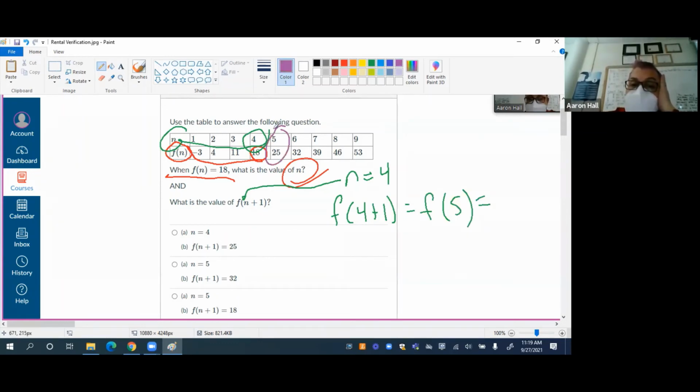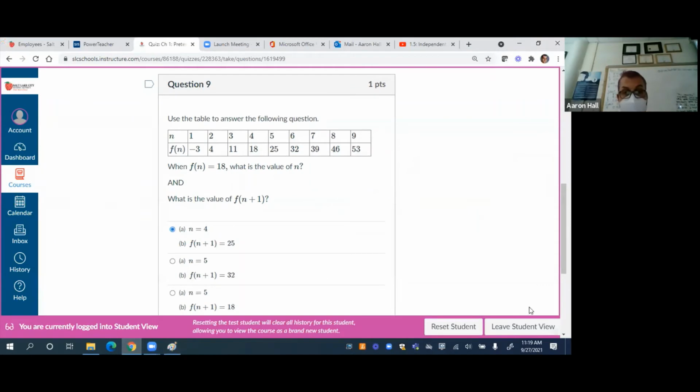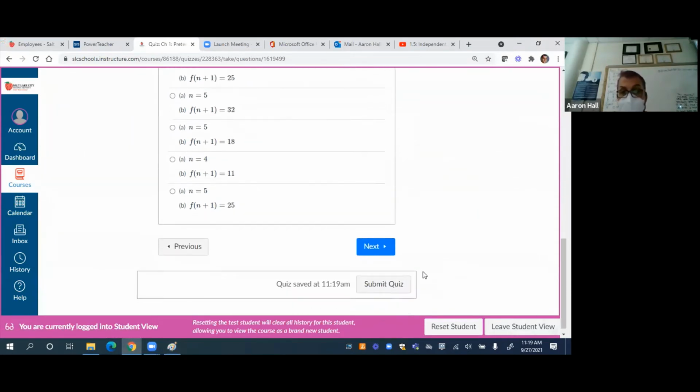F of 5 is 25. Yeah, f of 5 is 25. So these are the two answers I'm looking for, 4 and 25, which is this one right here. The first one here. Questions about this? All right, so that's the first one. Let's go back over here, select, and move on to the next one.